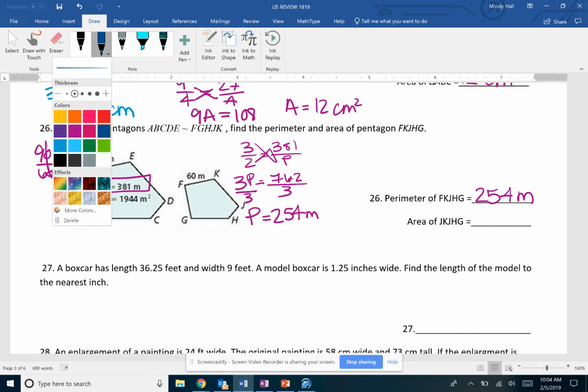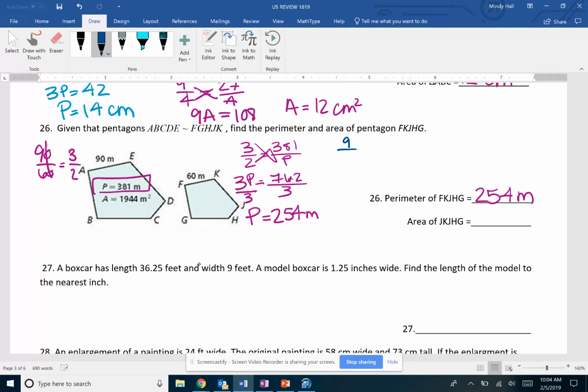So then for area, same thing, you're gonna square it. So 3 squared is 9, 2 squared is 4, and that's going to equal 1,944 over A. So we have 9A equals 7,776, and when you divide by 9, you get that A is 864 meters squared. And again, even though that number is kind of big, comparing it to the area of the other one, I'm not too concerned about my answer being wrong, because it is larger areas than we've been working with in the past.